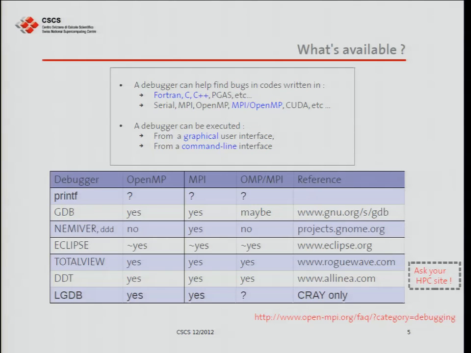And of course, the last solution, if you don't have a debugger, is to insert printf inside your code and see the value of your variables and try to find something. And the last thing is, of course, the various compilers have debug compilation flags where you can say, okay, show me what's wrong in my code before it crashes.